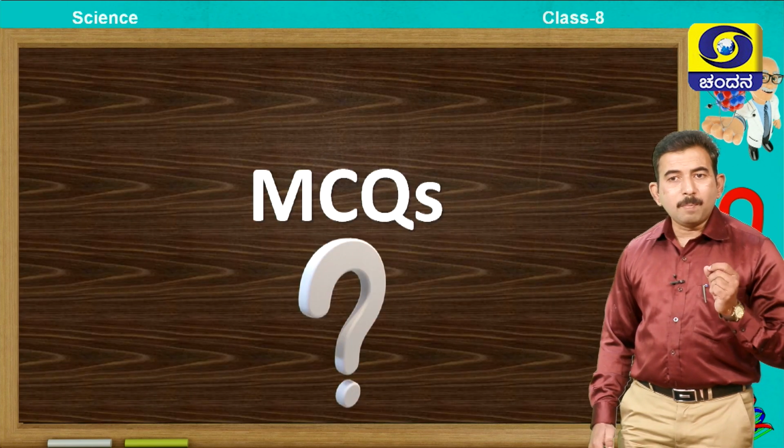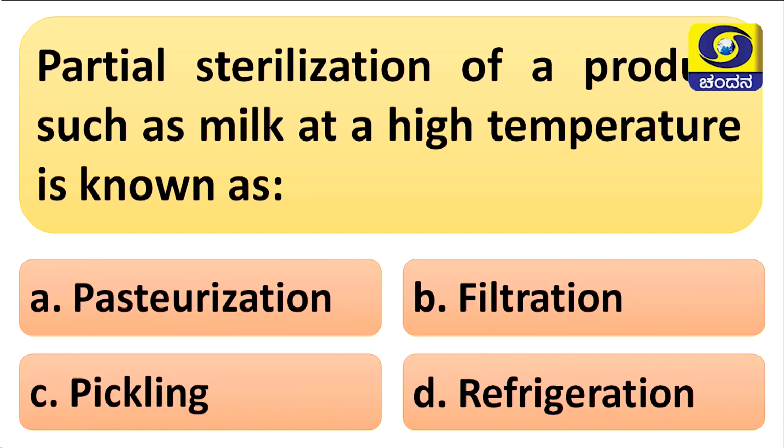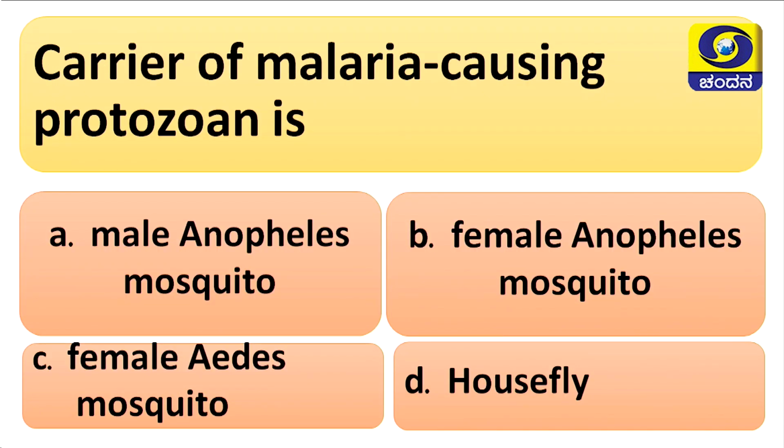Students, are you ready with your book? Okay. First question, partial sterilization of a product such as milk at a high temperature is known as? Options are pasteurization, filtration, pickling, refrigeration. Yes, you are correct. Answer is pasteurization. Second question, carrier of malaria causing protozoan is? Options are male Anopheles mosquito, female Anopheles mosquito, female Aedes mosquito, housefly. Yes, students, you are correct.